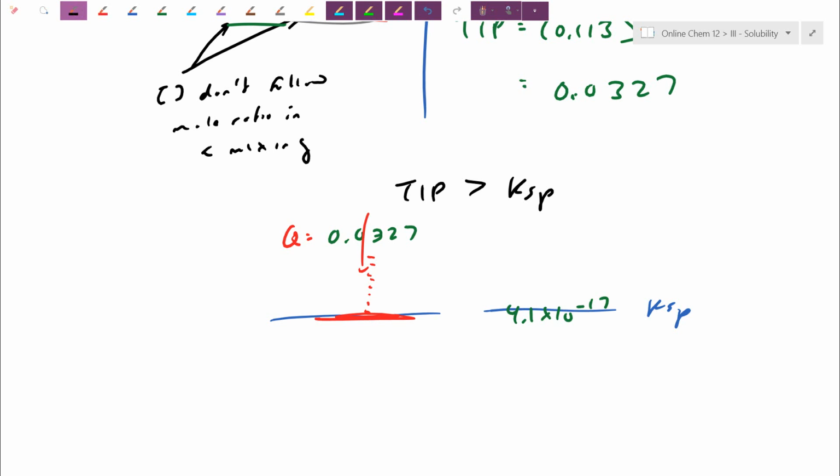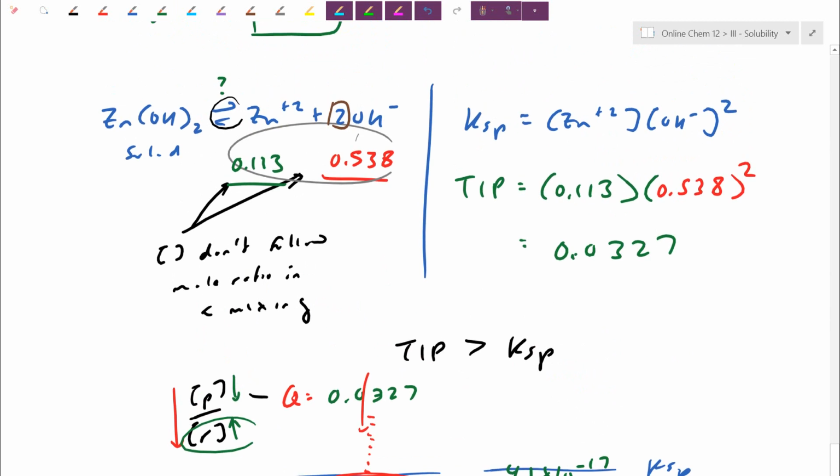Again, we did this earlier. Q is a product over reactant ratio. Currently, my fraction is too big. I want the whole fraction to shrink. For the whole fraction to shrink, I need to lose products and gain reactants. It's a little bit hard to gain reactants because that's solid, but at least I can lose products. My ion concentrations are way too high because I just randomly mixed them together. I need my products to crystallize out more, and that's actually going to form a precipitate.